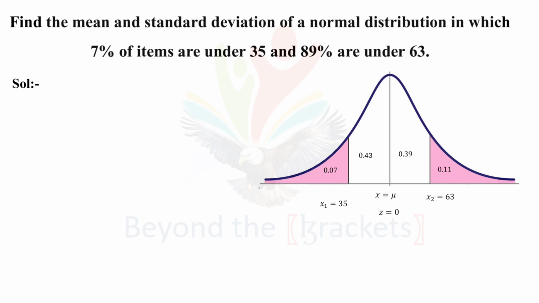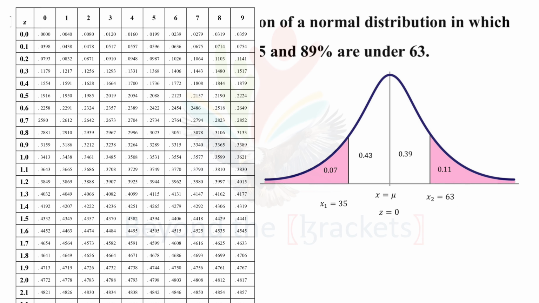Here we have the area between z equal to 0 and z1 as 0.43. From the table, for the area 0.43, the corresponding value of z is 1.48. Since it lies to the left of the mean, the required value will be negative. Therefore, z1 is equal to minus 1.48.